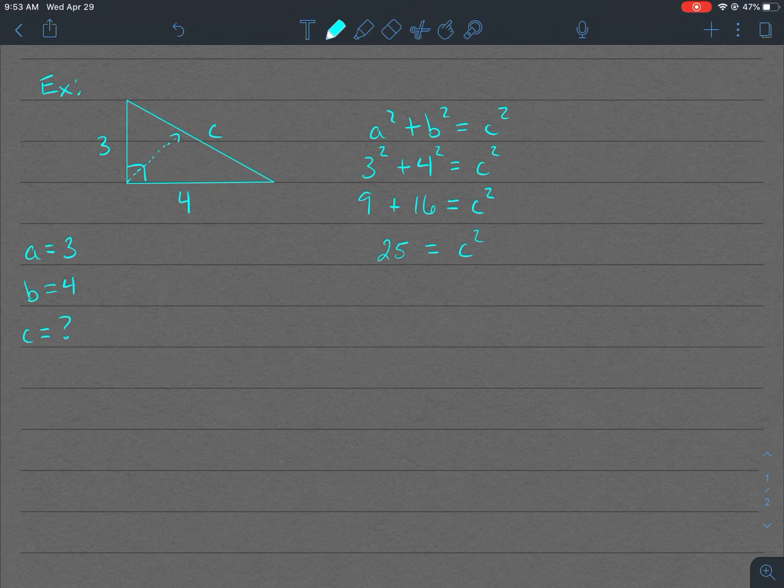Now how do I undo a square? I have to take the square root. So if I take the square root of both sides and cancel that out, I get c is equal to what? Well, what's the square root of 25? The square root of 25 is 5, if you guys remember from the last chapter. And we just solved for c. We're all done. So that longest side length for C is 5. So our triangle is a 3, 4, 5 triangle.